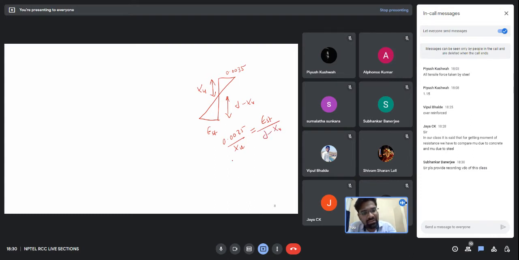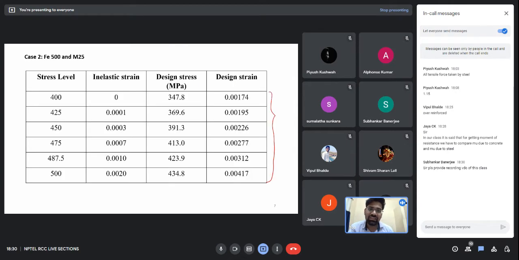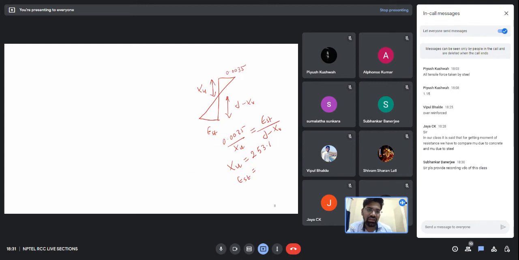So I will assume one xu value randomly, suppose this is 253.1. For this xu value I will get epsilon st, that is the strain in the steel. Then I have to compare that strain in the steel with these given values. Suppose it comes in between these two strains, then for that strain the stress would come between these two stresses. So for that strain I will get the design stress of steel, and I need to substitute it in the stress profile equation, that is C equal to T.